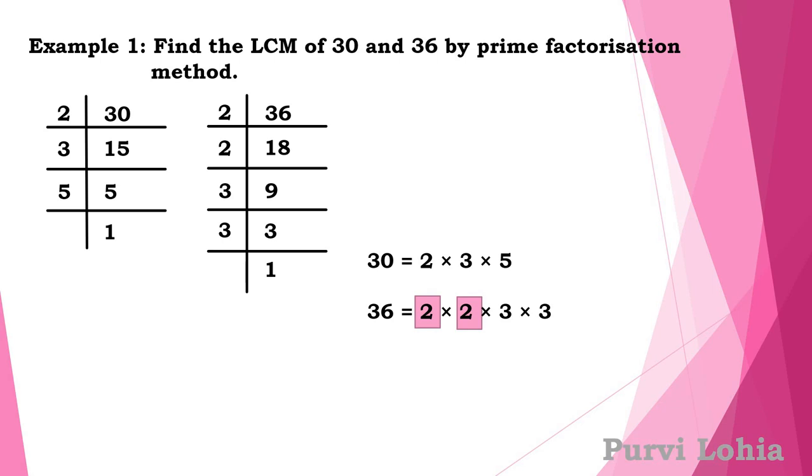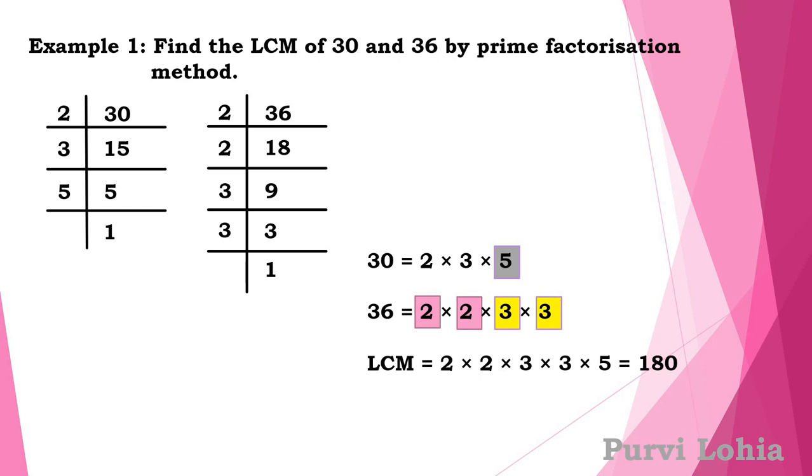Okay. And how many 3's are there? How many maximum number of 3's are there? So there are 2 3's. Okay. And 1 5 is there. So LCM will be 2 into 2 into 3 into 3 into 5. Did you understand? We take the maximum numbers of each prime factor in a single factorization. So LCM will be 180.